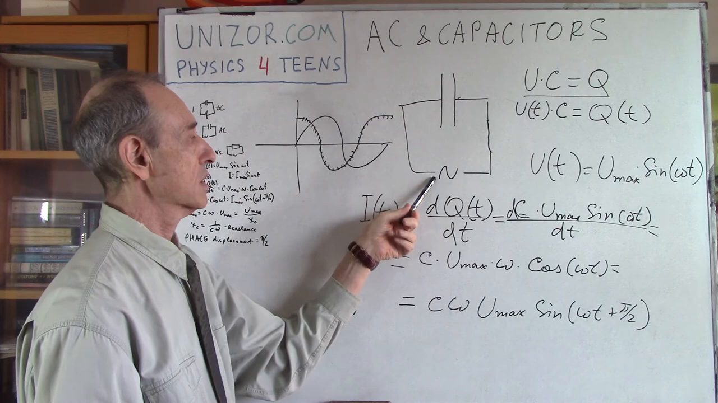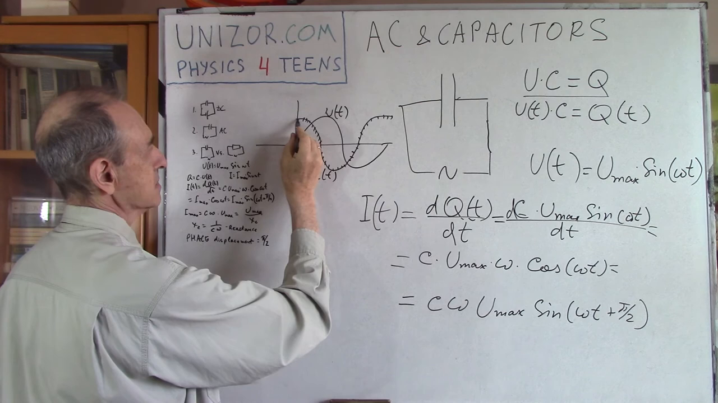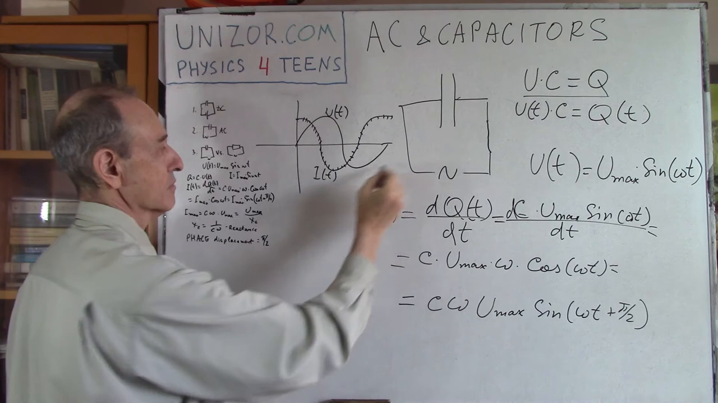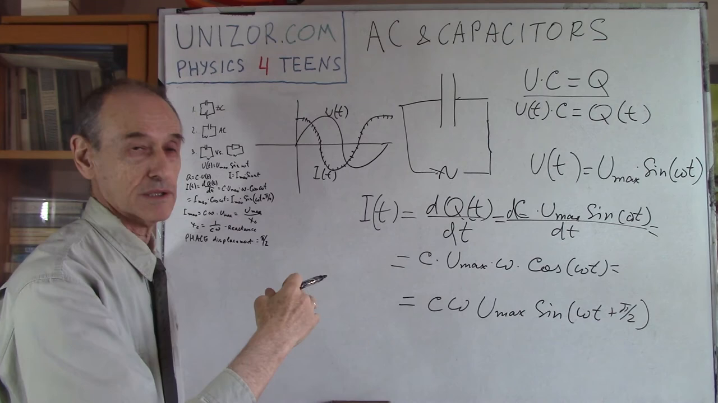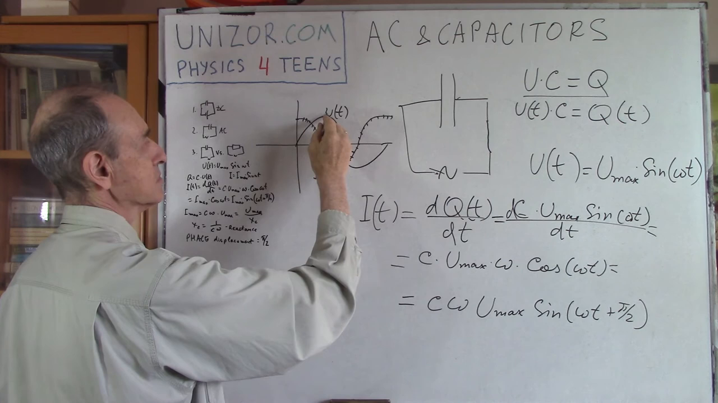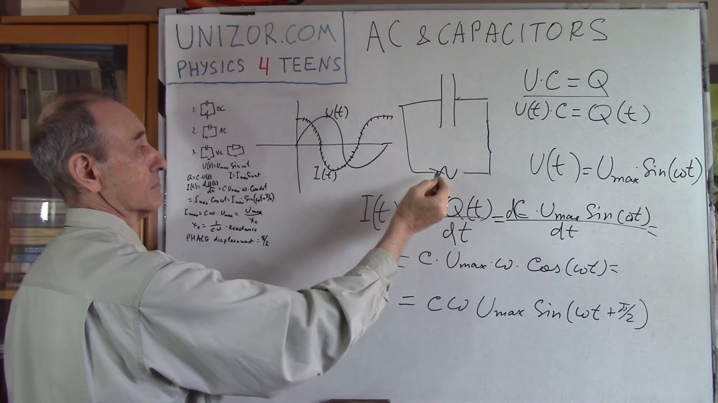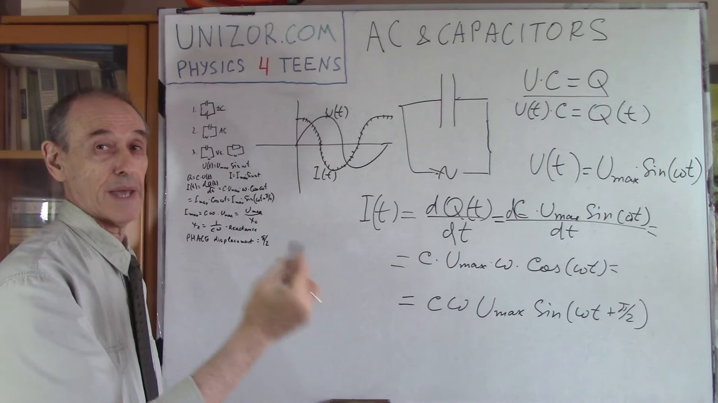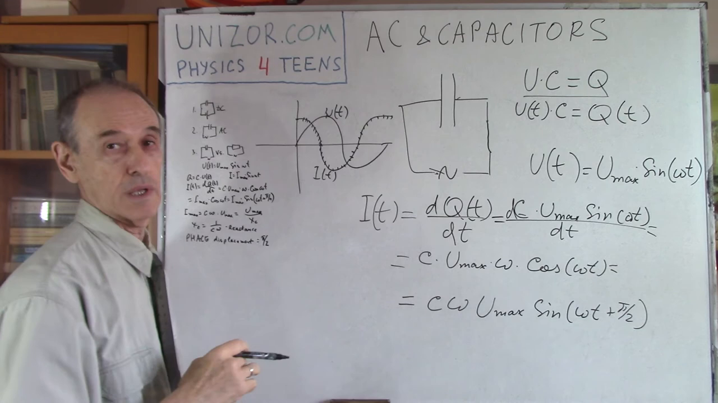You see here, if this is U of T and this is I of T, the current is the biggest when U is in the very beginning, right after zero. Then, as we go, we accumulate certain charge here, and that charge repels electrons, so it becomes more and more difficult. So the voltage is increasing to its maximum, but the rate of change of the charge is decreasing to zero. And at the very end, when my voltage is reaching the maximum, my current is around zero. You cannot increase anymore. The rate becomes zero.